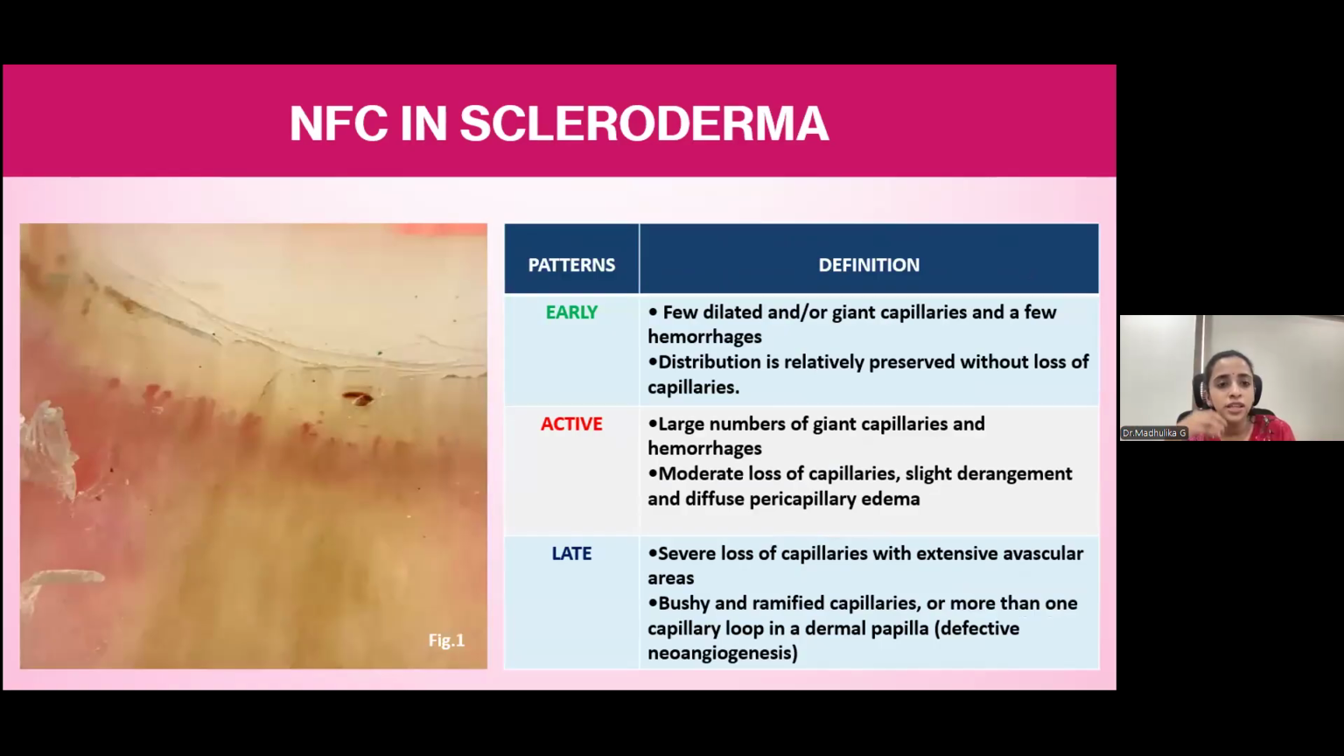In scleroderma, you know, the vessels are fibrosing, so the blood supply is disrupted. In early stages, you see a few dilated and giant capillaries. As the disease gets more active, there are more giant capillaries and more hemorrhage happening. And in the late stage, there will be loss of actual capillaries with certain dropouts that you notice. So it might eventually become avascular when there is no supply to the digits. Next.